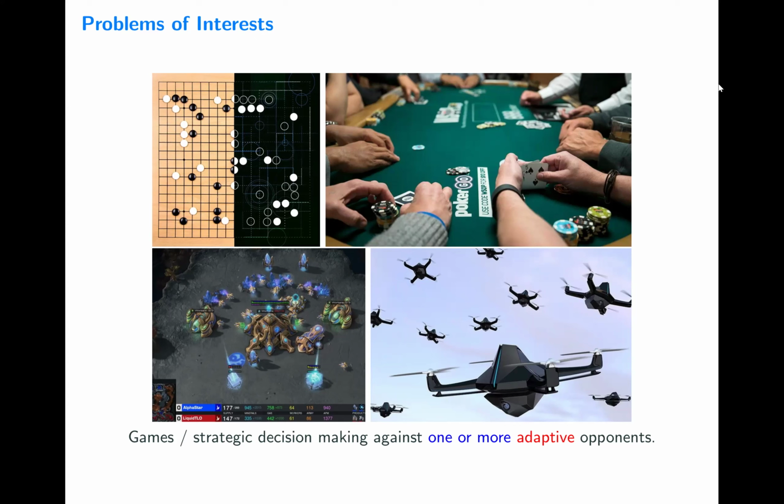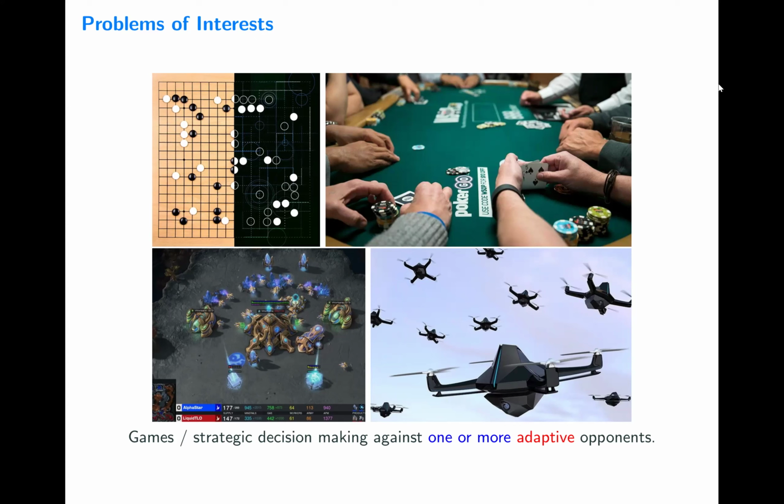But most of those games are two-player games. There are also a lot of more complicated games in real life, like multiplayer games. For example, we want to play Texas poker. It's not just you against one other player, but you have six or seven players on the board, and you're trying to learn about everyone. Everyone is also adaptive. They will learn your behavior and adapt their strategy.